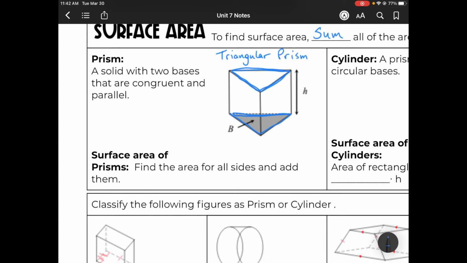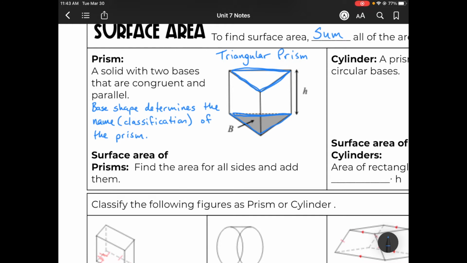From this example, we kind of get the idea that the base shape determines the name, or rather classification, of the prism. So I want you to write that down. The base shape determines the name, or rather classification, of the prism. If the bases are both rectangles, we call it a rectangular prism. If the bases are both octagons, we call that an octagonal prism.